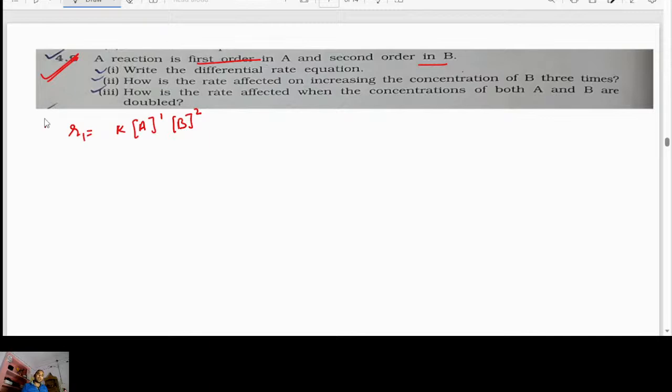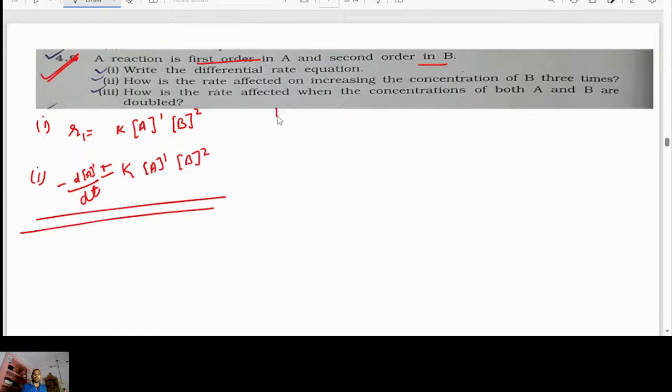So question number 1 we are going to do. Write the differential rate equation. Here you can write minus dA by dt, in terms of A, equal to k. Differential means you are using d only, and it will be k, A power 1 and B power 2. This is very simple. The first part is very simple. Now moving to the second part.